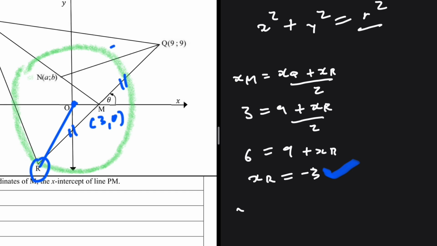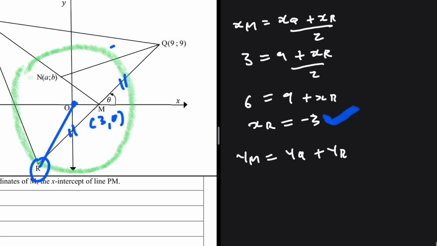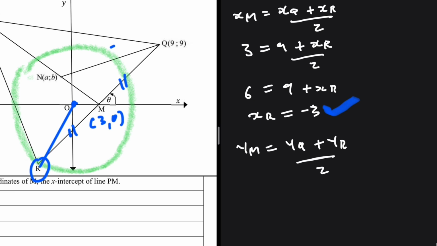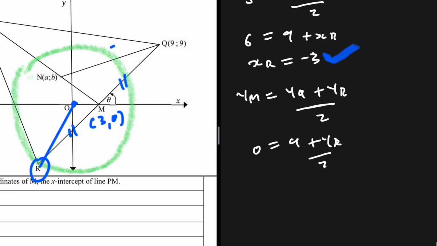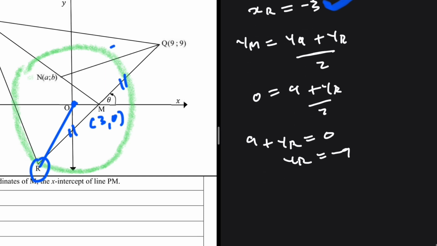Y of m is equal to y of q plus y of r, everything divided by 2. Y of m is 0, y of q is 9, y of r is what we're interested in, divided by 2. Cross multiply, we get 9 plus y of r being equal to 0. Y of r is equal to minus 9. So the coordinates of r are minus 3, minus 9.